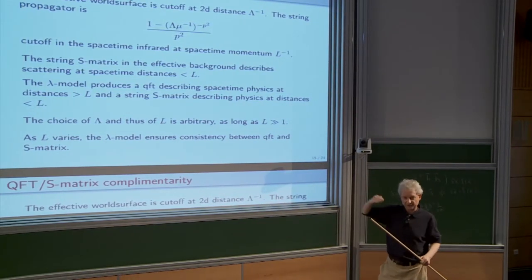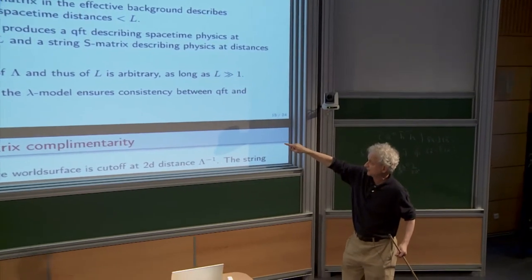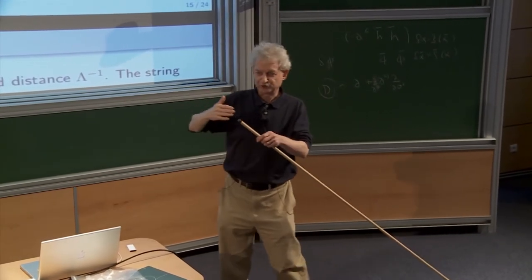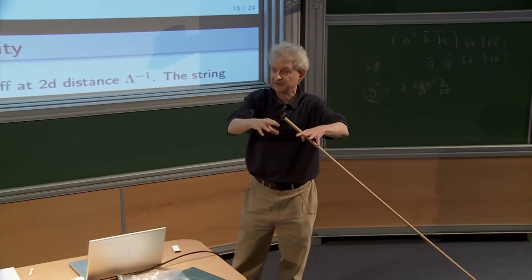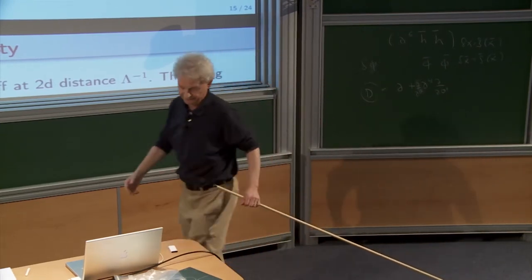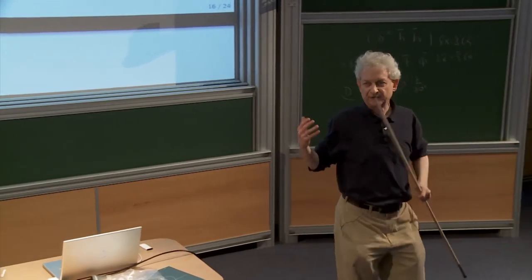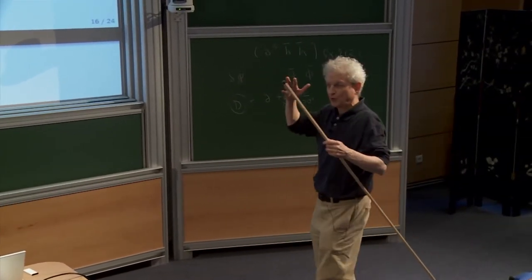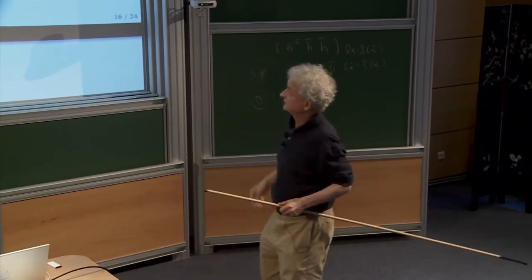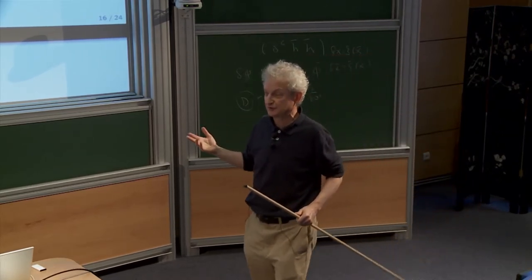And this construction, I suggest, the fact that both the effective world surface and the spacetime quantum field theory are constructed by this two-dimensional model guarantees that these will be consistent. So if you choose L large and describe some physics by a string S matrix, or choose it smaller and describe the same physics by quantum field theory, they should agree. So I think of this as a realistic version of the string background, where you have a quantum mechanical description of the apparatus in which experiments take place. That's what we ought to have if we're going to do a physical string theory.